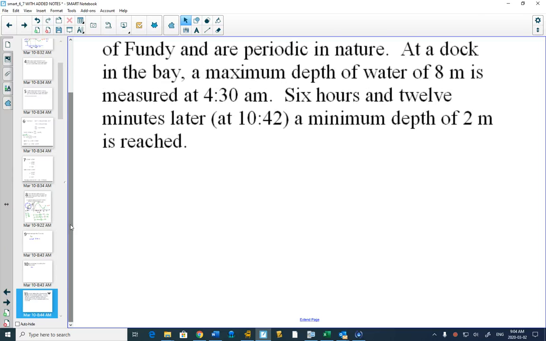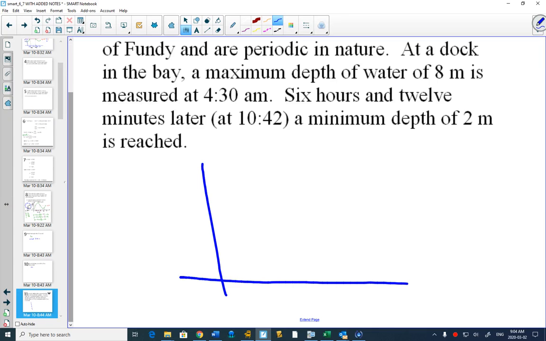So again, this is the minimum amount of information that's needed to create your equation. You know at 4:30, okay, are you okay if I write 4:30 as a decimal? How would I write 4:30 as a decimal? 4.5, because it's exactly half an hour. And if I pick 8 meters to be there, we have a maximum. 6 hours and 12 minutes later, so at 10:42.